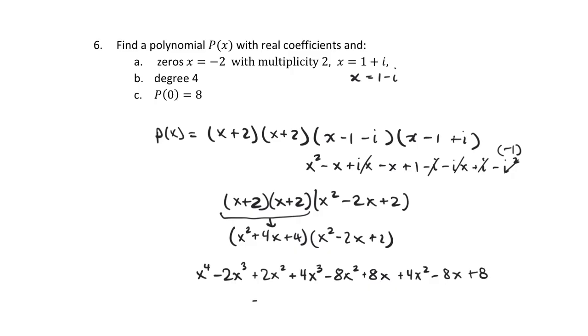And then when you combine like terms, we're going to get p of x equals x to the 4th. Now we have negative 2x cubed and 4x cubed, so that's a 2x cubed. And then we have a 2x squared, a negative 8x squared, and a 4x squared. So that's negative 6 plus 4 is negative 2, so we have negative 2x squared. And then we have 8x and a negative 8x, so those cancel out. And then a plus 8.